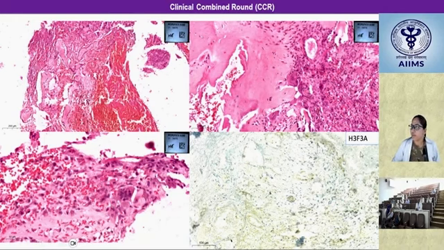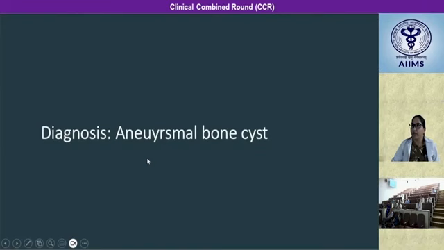So we performed H3F3 to rule out giant cell tumor, and it was negative. So with this morphology, we gave a diagnosis of aneurysmal bone cyst.